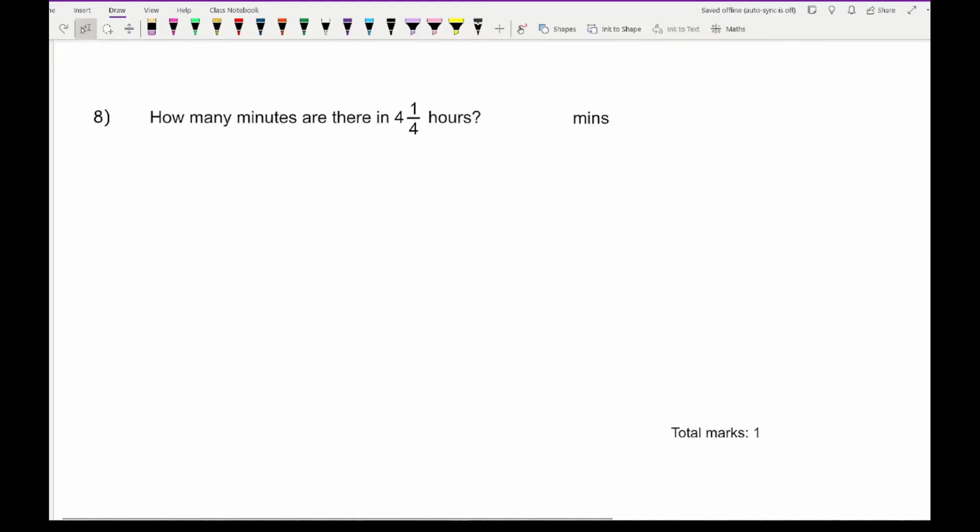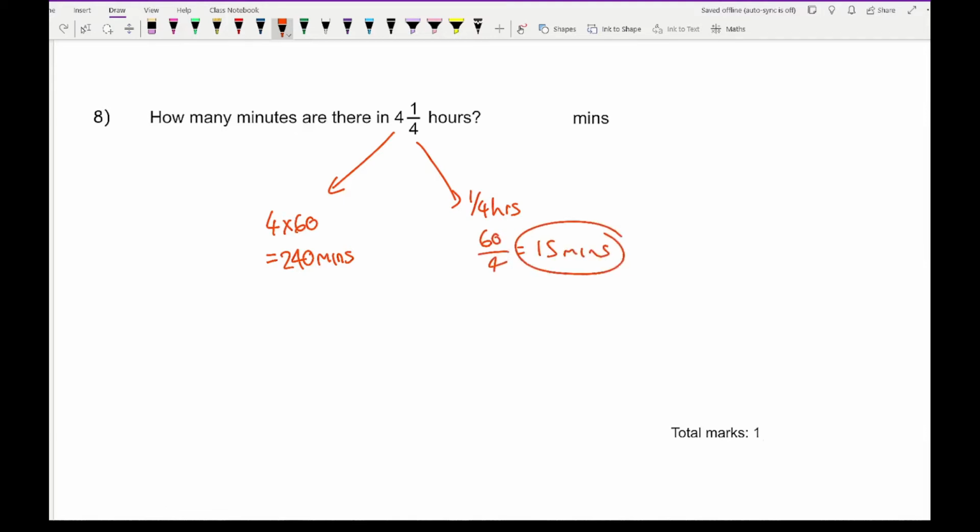Then moving on to question 8, it says how many minutes are there in 4.25 hours? Well, in 4 hours, there's going to be 4 times 60, which is 240 minutes. And in a quarter of an hour, that's going to be 60 divided by 4, which is 15 minutes, which you may have known already. So all I then need to do is add these two numbers together. So 240 plus 15 gives me an answer of 255 minutes.